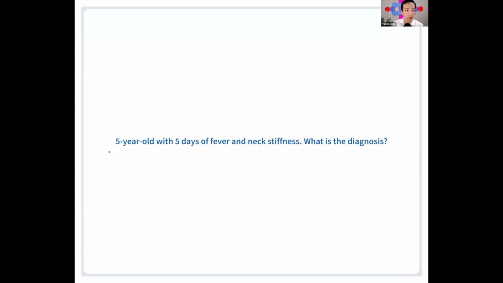So our next case is a 5-year-old with 5 days of fever and neck stiffness. What is the diagnosis?